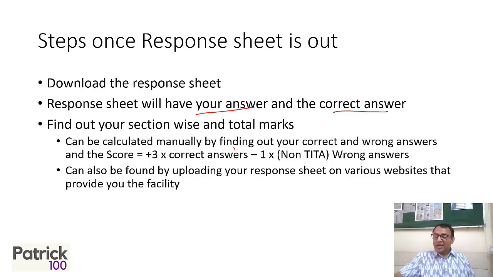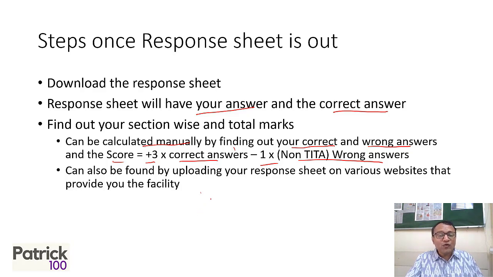You will not get your percentage, but you'll get your marks, section wise and total. It can be calculated manually. You can go to every question, find out the number of correct answers, find the number of wrong answers, and find your score. It's +3 for correct answers, -1 for incorrect ones. So that's how you will get it: +3, -1, and then you will find your total score.